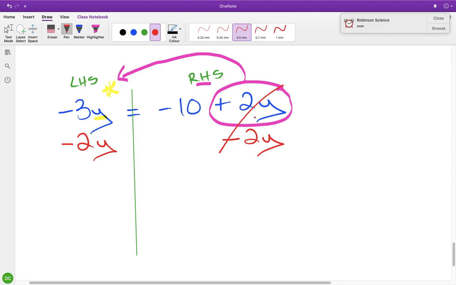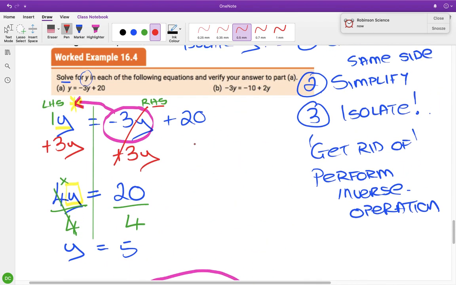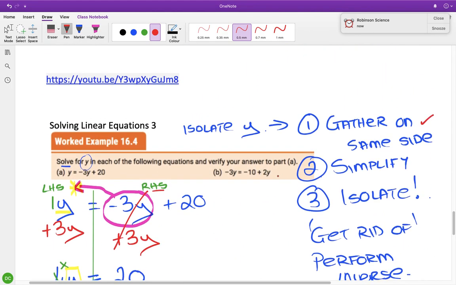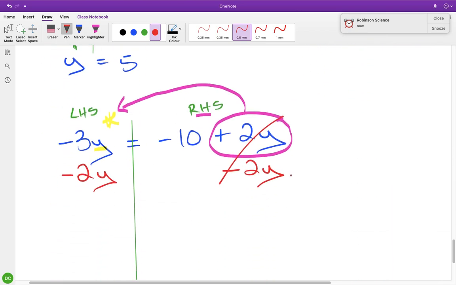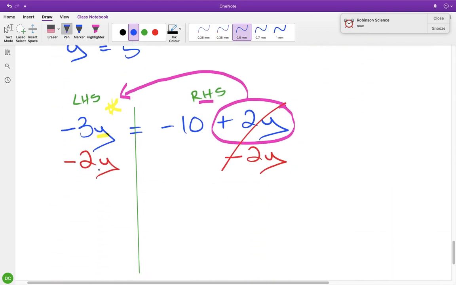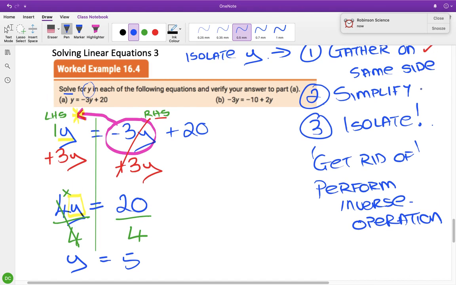Okay, so now all of my y's are on the left hand side, so they are gathered. So I move on to step 2, which is to simplify. These y's are in the same family, so I can do minus 3 minus 2, which is minus 5 being the total for my y family. On the right hand side then, these 2y's are gone because I used the minus 2y to get rid of the plus 2y, so it's gone. So all I've left is minus 10. So now I have simplified.